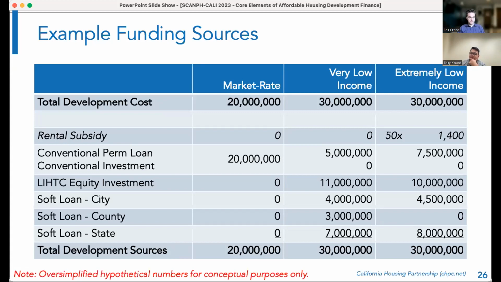And on the current slide you have up, someone wanted to clarify why the LIHTC equity investment goes from 11 million to 10 million, and the difference between the VLI and the ELI. Is that just a hypothetical example you're showing? Thanks. Yeah, it's just hypothetical. There's not a one-to-one correspondence here. You could have a very low income development with infinite possible funding sources here. It's the same for ELI.